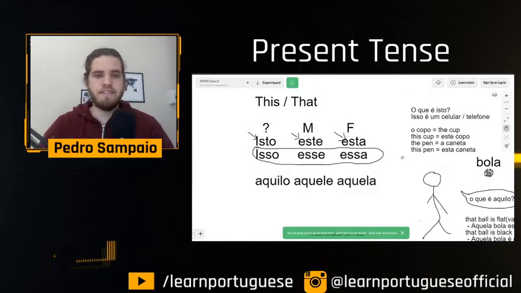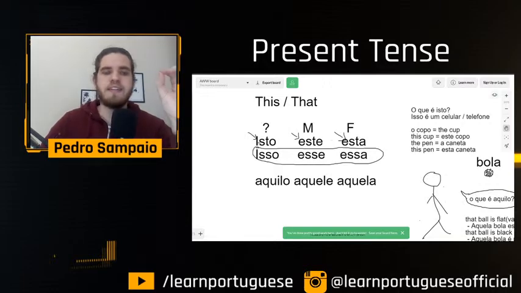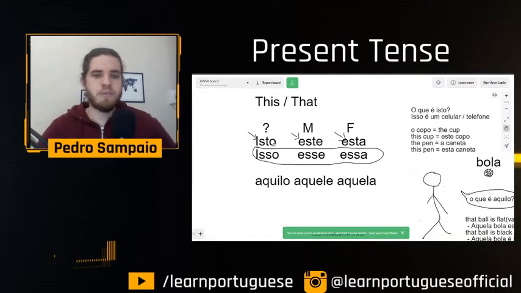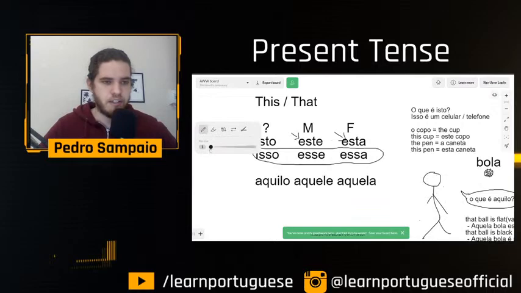So let me just summarize it very quickly. Isto, este, esta. We use them if the object is next to the speaker. Isso, esse, and essa. We use them if the object is next to the listener. Aquilo, aquele, and aquela. We use them if the object is far from everybody. I hope it's clear. And as I said before, in Brazil, we don't use these guys very much. So let me just use a different pen now, actually. Yeah, let's just leave it at that.